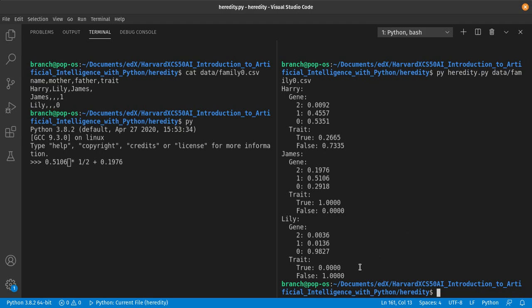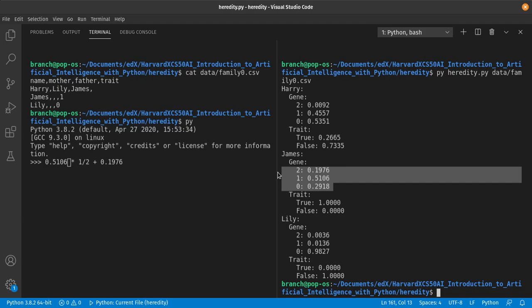and let's do a few sanity checks to make sure that we think the results are at least reasonable. We see that in fact James does exhibit the trait, Lily does not, with 100% probability, and we see that Lily has the number of copies of the gene exhibited here with 98% chance of 0 copies and almost 0 chance of 2 copies.